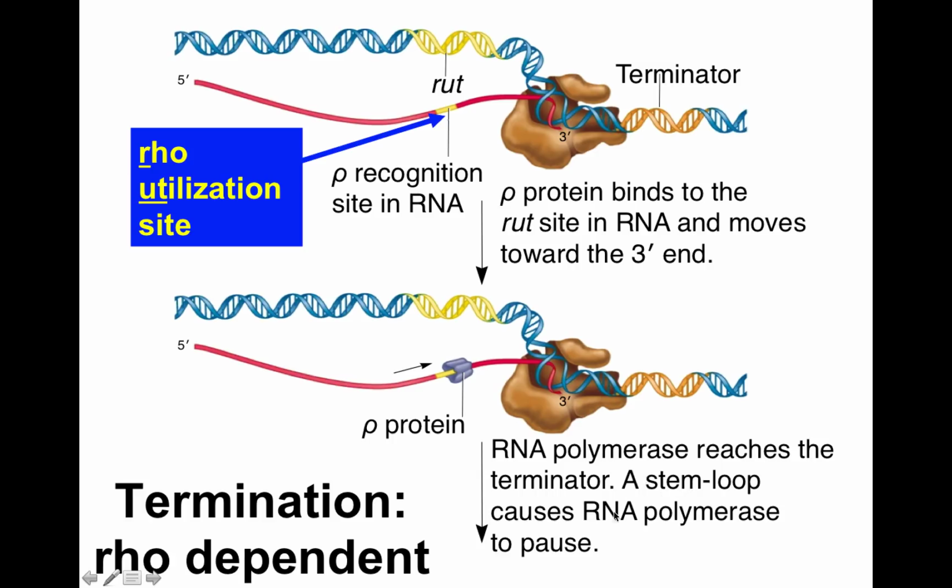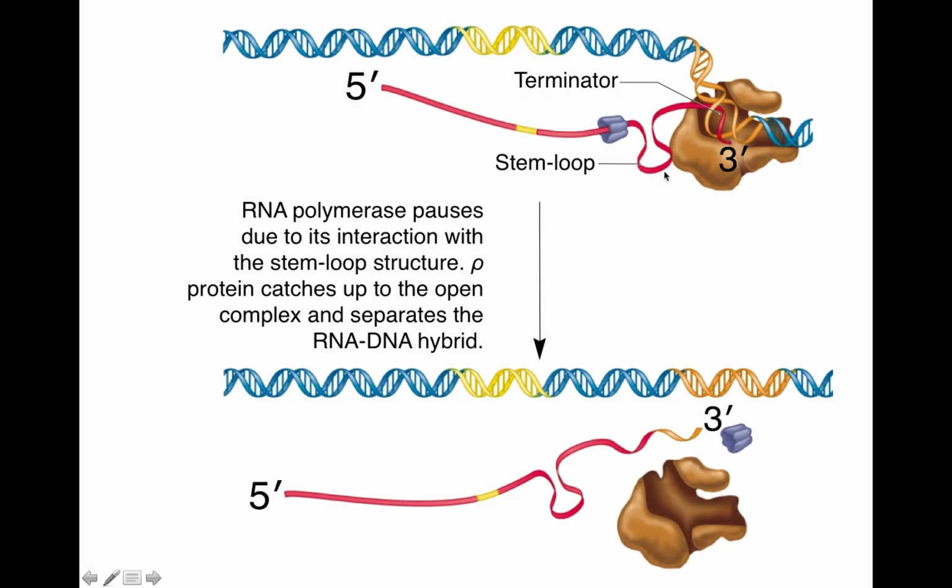a stem loop causes RNA polymerase to pause. Do you remember what a stem loop looks like? Okay, here's our stem loop right here. The nucleotides are hydrogen bonded to each other here. There's a loop. Okay, when the stem loop forms, the RNA polymerase then dissociates from the DNA, and everything dissociates. The rho protein comes off, the RNA polymerase comes off, and the RNA molecule itself is released as well.